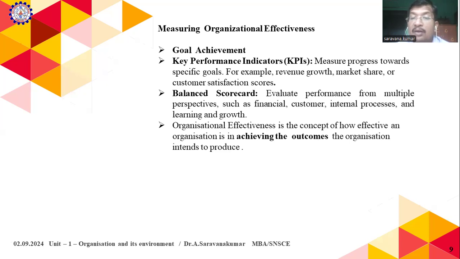You have to measure the work performance of the employees. For example, in an organization it means revenue growth, market share, or customer satisfaction score. These are all very important key performance indicators. That's why we say it's a balanced scorecard. You have to evaluate the performance from multiple perspectives such as financial, customer, internal process, and learning and growth. So organizational effectiveness is the concept of how effective an organization is in achieving the outcome it tends to produce. You are going to measure that effectiveness of the organization using the KPIs, key performance indicators.